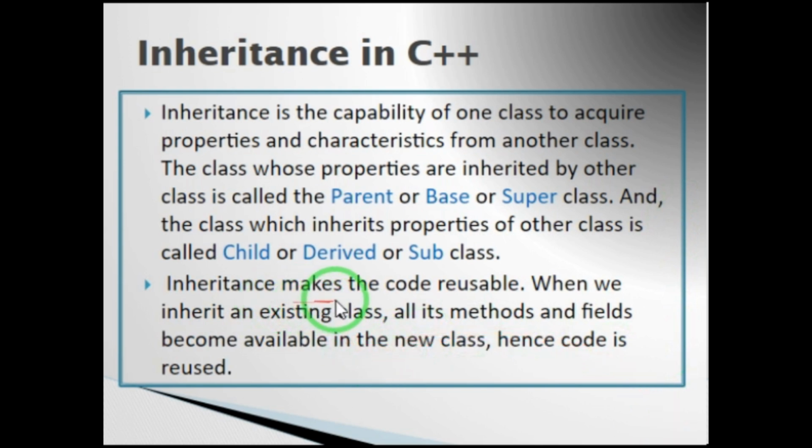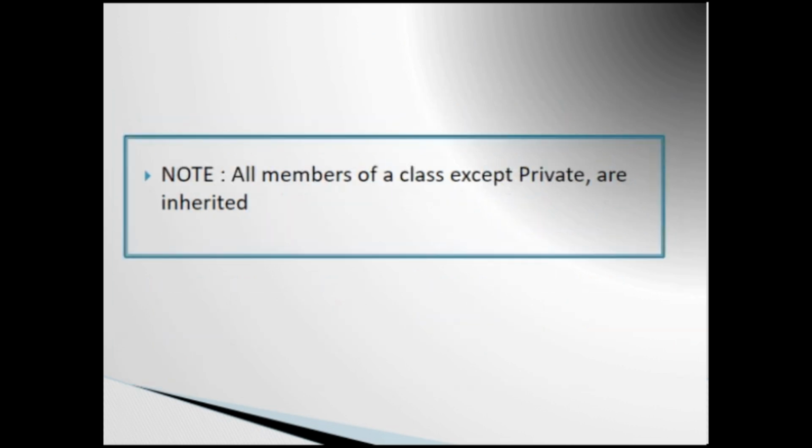Inheritance makes the code reusable. The main advantage of inheritance is code reusability. When we inherit an existing class, all its methods and fields become available in the new class. Hence code gets reused. One note for inheritance is that all the members of a class except private ones get inherited.